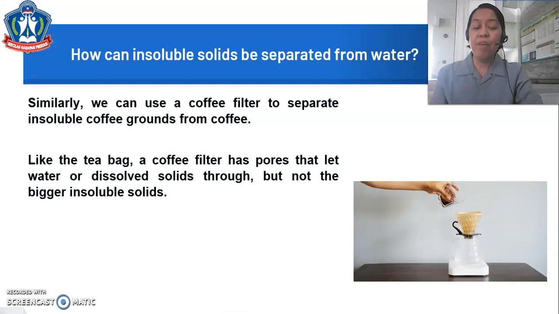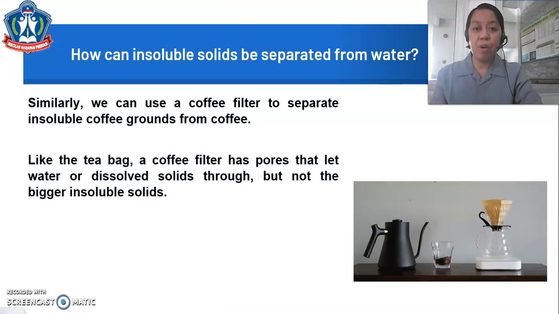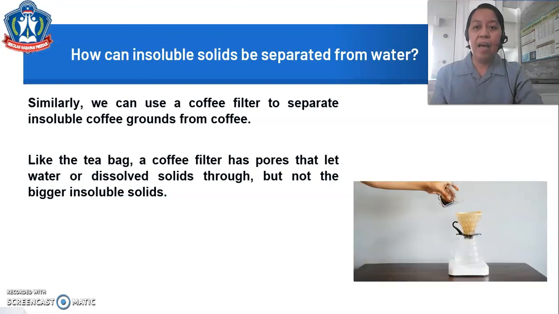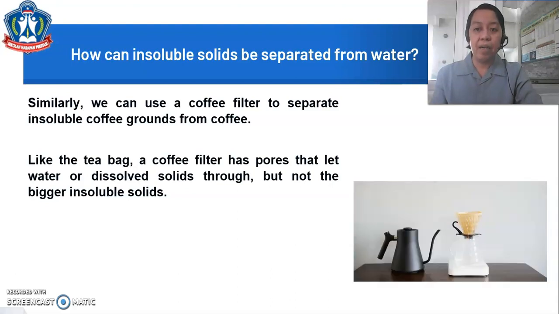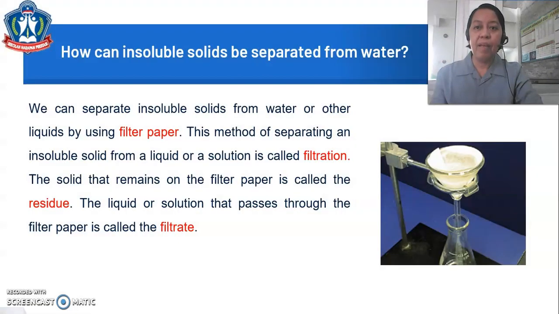Similarly, we can use a coffee filter to separate insoluble coffee grounds from coffee. Like the tea bag, the coffee filter has pores that let water or dissolved solids through, but not the bigger insoluble solids. We can separate insoluble solids from water or other liquids by using filter paper. This method of separating an insoluble solid from a liquid or a solution is called filtration. The solid that remains on the filter paper is called the residue. The liquid or solution that passes through the filter paper is called the filtrate.